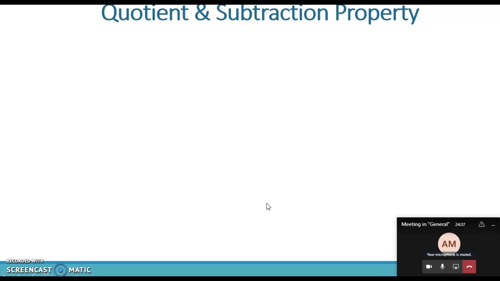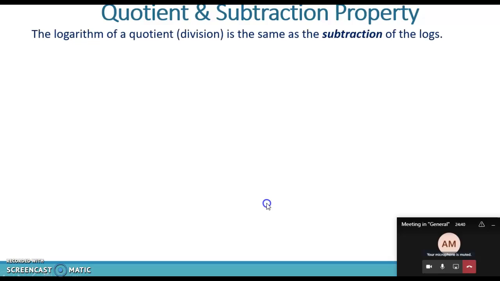All right, so now the same thing is going to work with division and subtraction. If I have something that's being divided, m divided by n, I can pull that apart and make it log base b of m minus log base b of n. Make sure whoever's on top comes first. That's the big deal for that one.